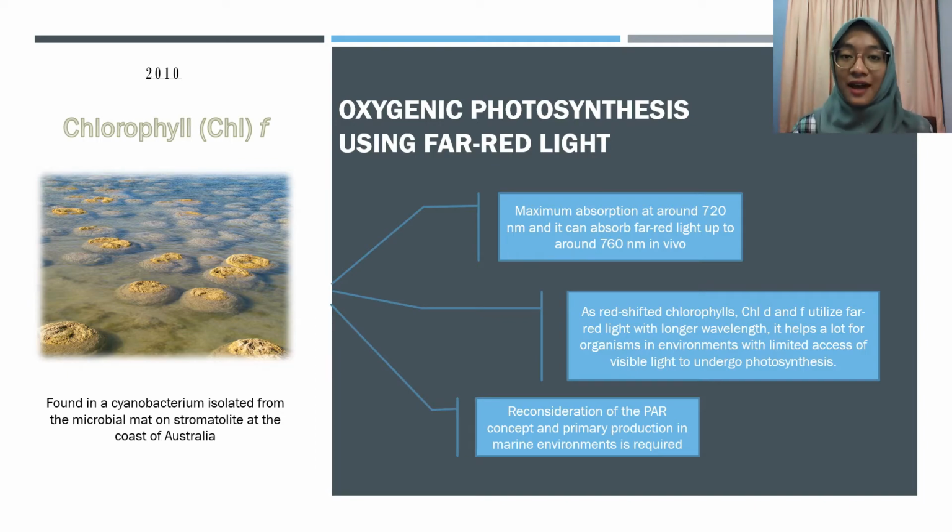This chlorophyll F has maximum absorption at around 720 nanometers, and it can absorb far-red light up to around 760 nanometers in vivo. Redshifted chlorophylls, chlorophyll D and F, utilize far-red light with longer wavelengths. This helps a lot for organisms in an environment with limited access to visible light to undergo photosynthesis, as the absorption of these redshifted chlorophylls is outside the range of photosynthetically active radiation, PAR. Thus, reconsideration of the PAR concept and primary production in marine environments is required.